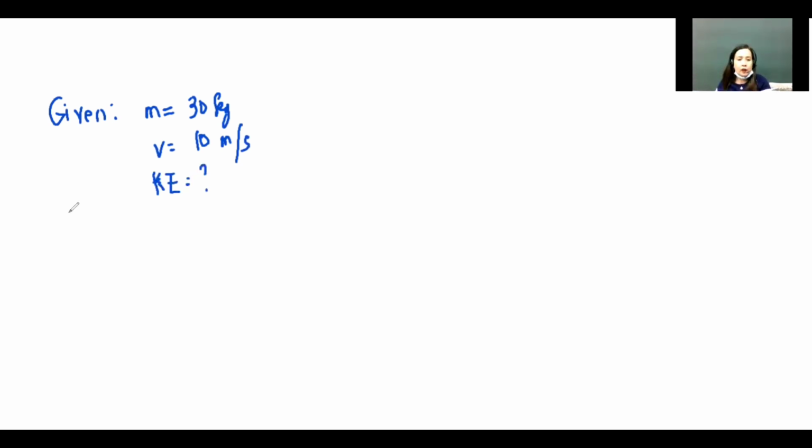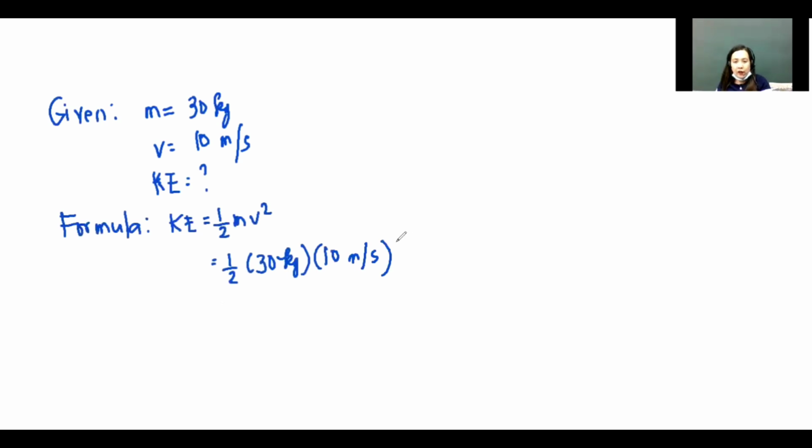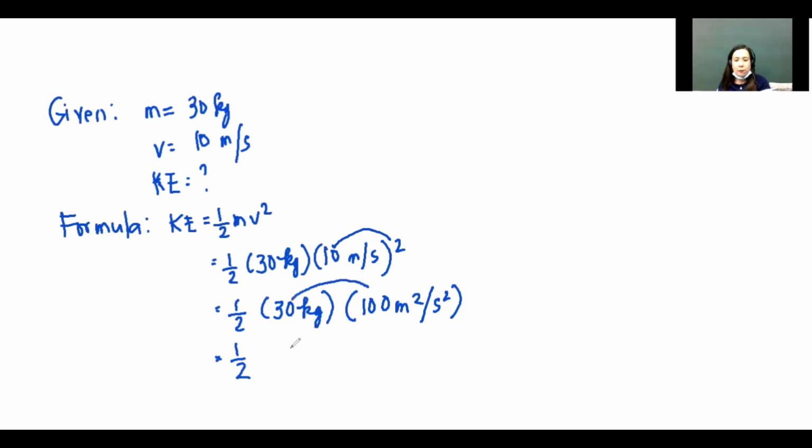So for the formula, please remember the formula for kinetic energy, which is KE equals 1/2 mv squared. Bring down the 1/2, substitute the mass, which is 30 kilograms, times 10 meter per second squared. Do not forget the square. Then copy again the 1/2, 30 kilograms, and then 10 times 10 is 100 meters square per second square. Bring down again the 1/2. Settle this, 30 times 100. You can get 3,000 kilogram meter square per second square.